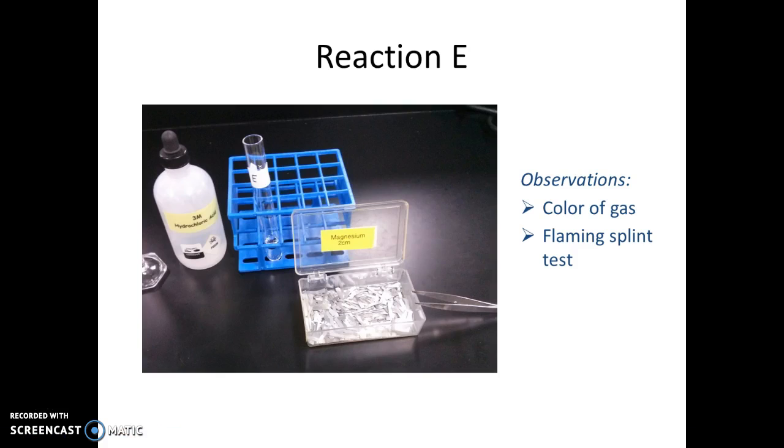You want to observe for this reaction the color of the gas that forms, and you also want to do a splint test. Before you add the magnesium metal, have your partner prepare the flame, prepare a splint so that you can do the splint test right away after you add the magnesium.